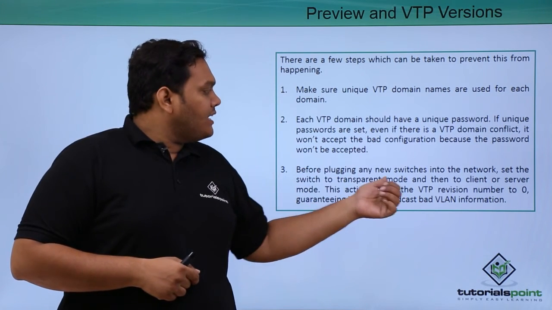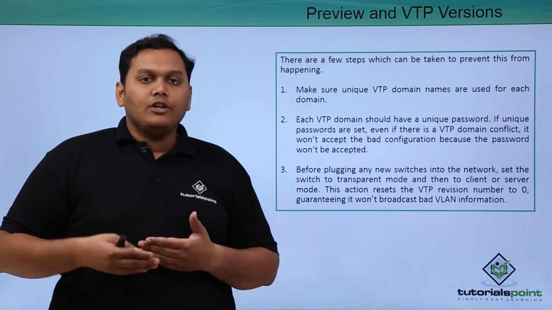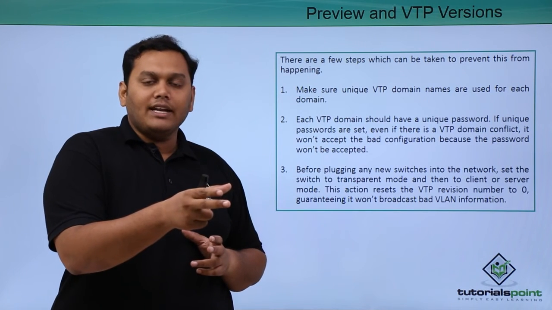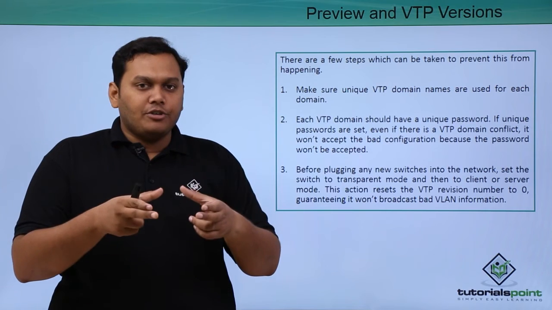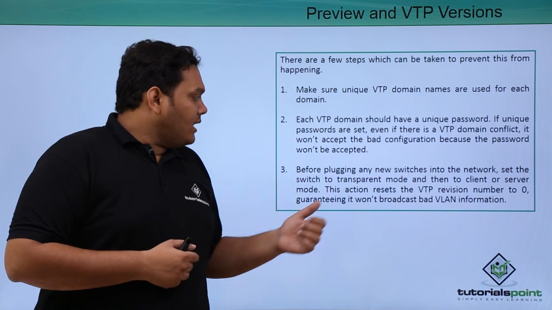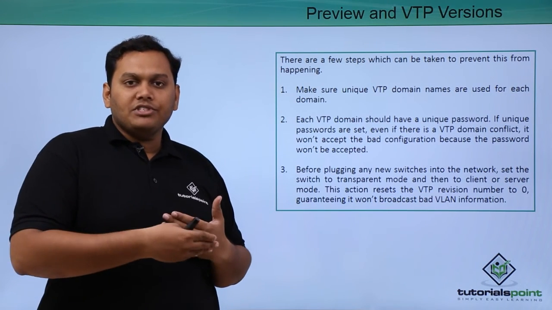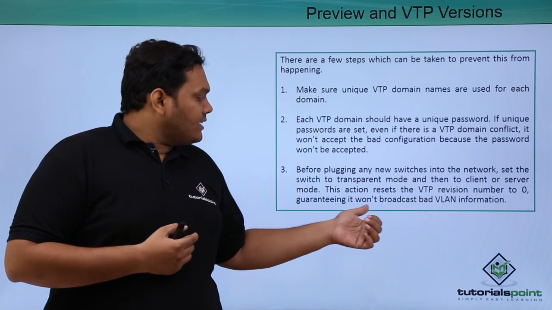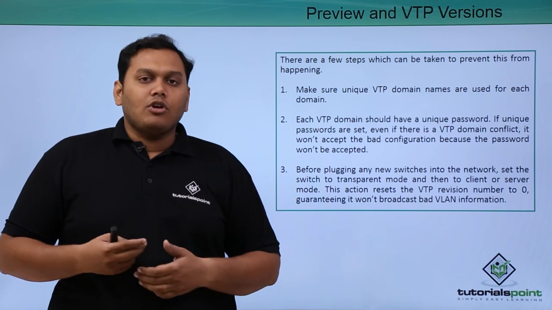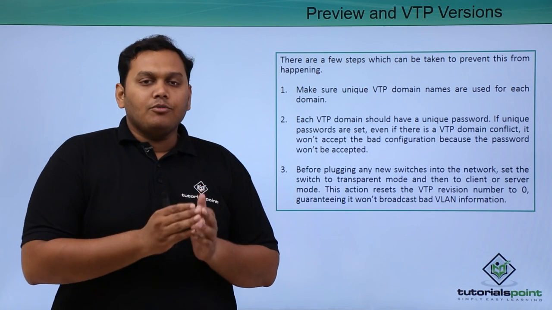Before plugging any new switch into the network, set it to transparent mode, and then configure it as client or server accordingly. That means when a new switch is introduced, you first put it in transparent mode, and after that you can configure it as client or server mode. This action resets the VTP revision number to 0, guaranteeing that no bad VLAN or VTP information is broadcast on the network. And this is about the VTP versions and the information available here.